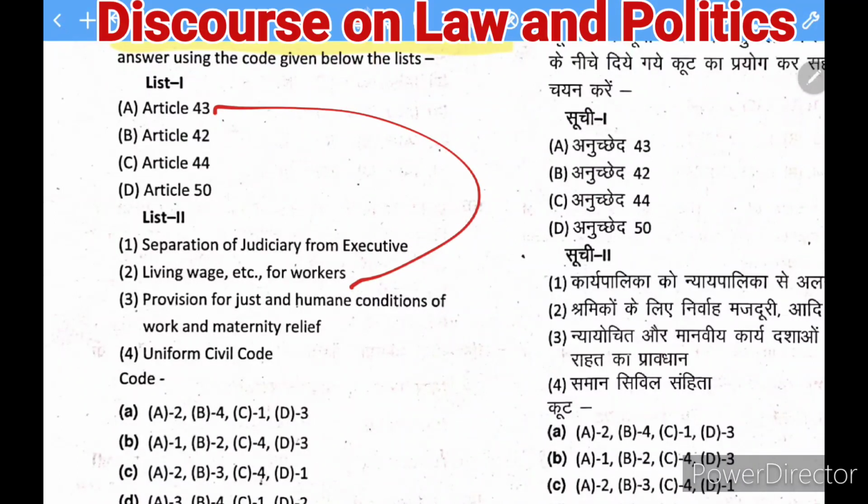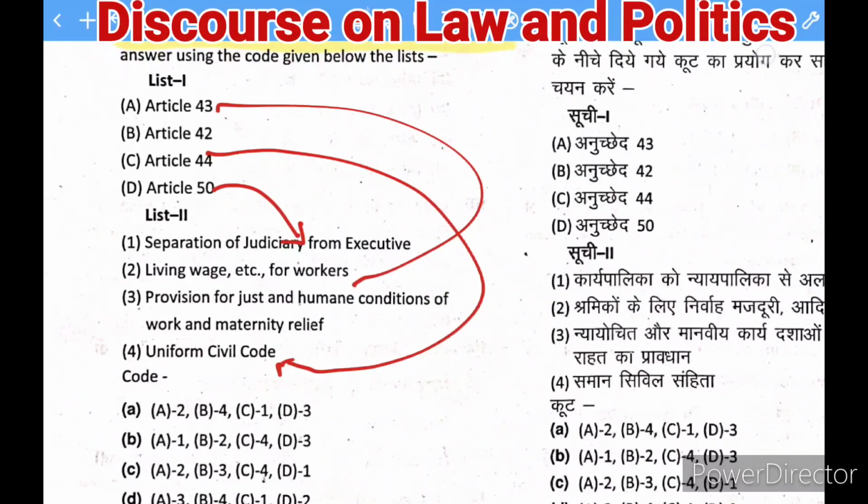for the workers. Then just come to Article 44. It is about the Uniform Civil Code. Then Article 50 is about the separation of judiciary from executive. Article 42 is about the provision for just and humane conditions. So this is how you can find. You can write on the left side of list 1 the answer which is correct here. So 43 is about A, which is 2, 42 is 3, 44 is 4, and 50 is 1.